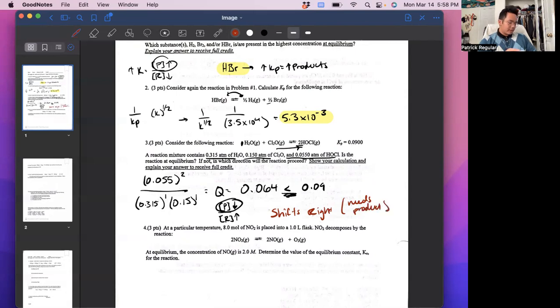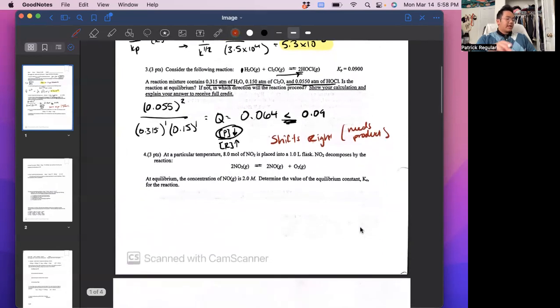All right, so for part 4, it's giving us that at a particular temperature, 8 moles of NO2 is placed into a 1 liter flask and NO2 decomposes. And at equilibrium, this is the concentration of NO, one of our products. So if we're looking at our analysis of this and we're trying to solve for K, let's do an ICE table. So we have 2NO2, 2NO, and then O2.